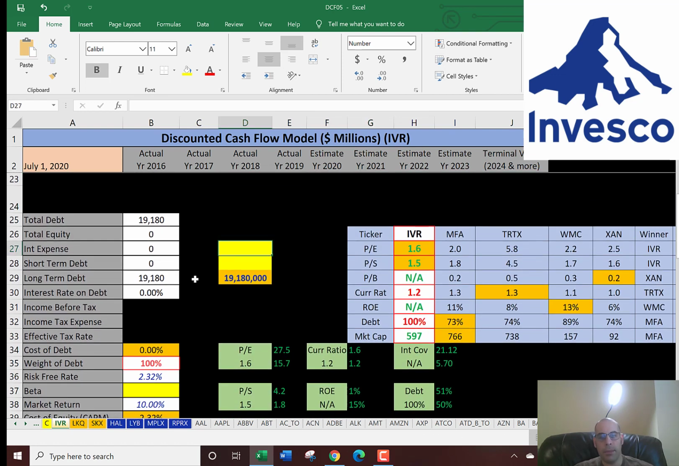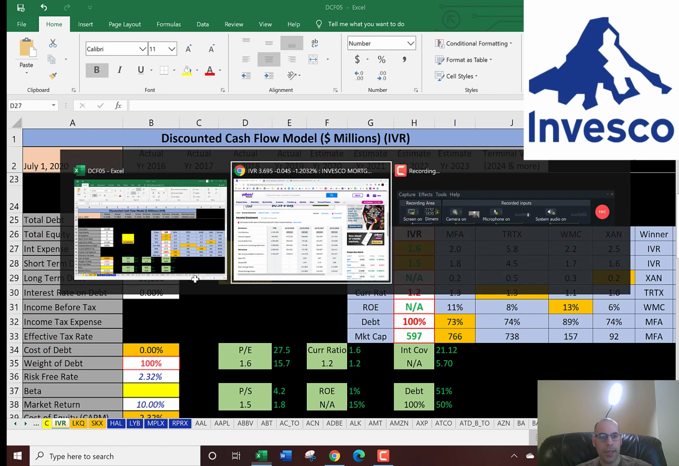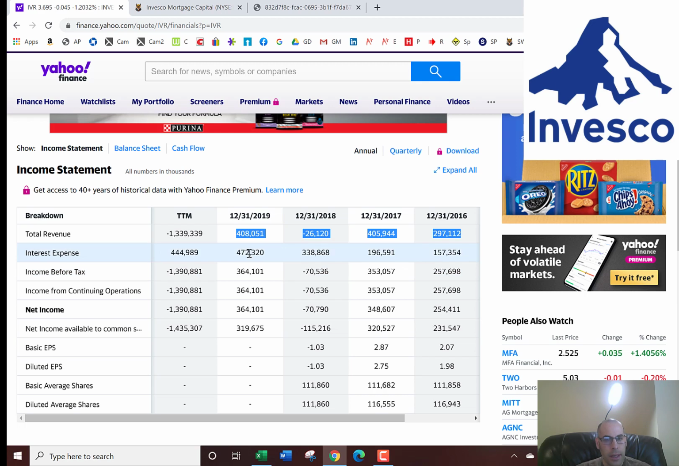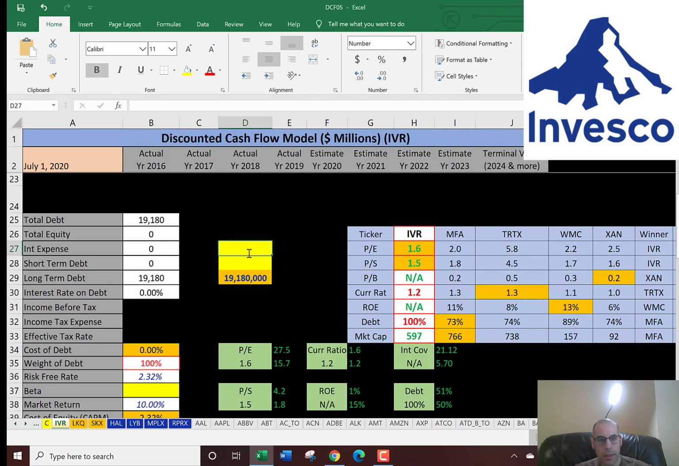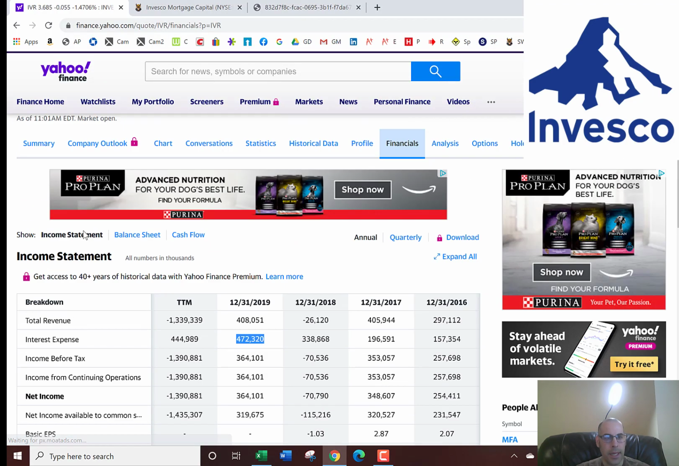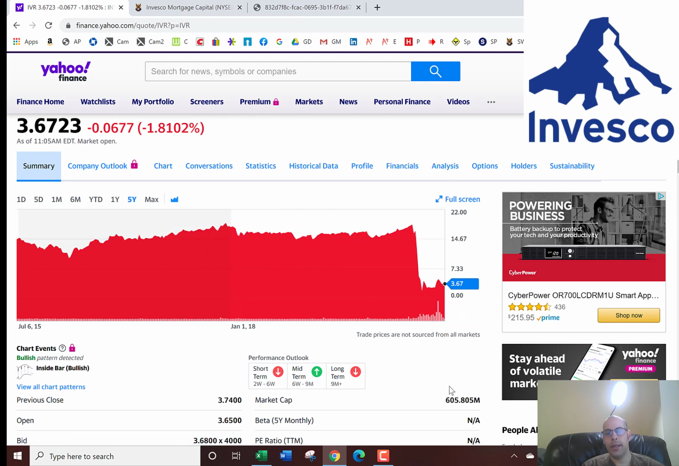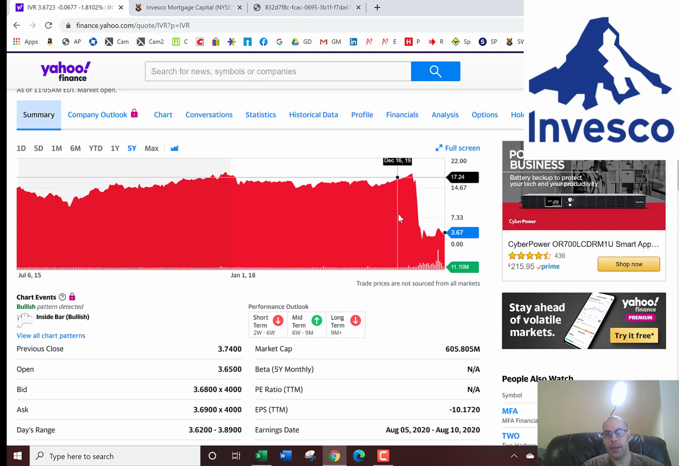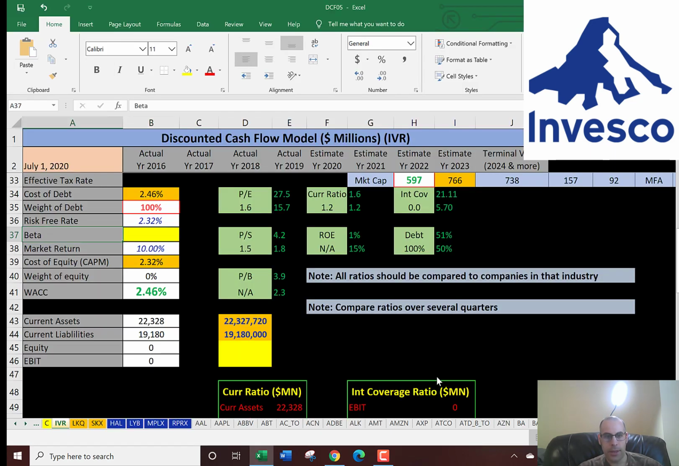So I had to pull some information from the 10-K because Yahoo Finance didn't have everything. I didn't find their long-term debt in Yahoo Finance, so it's $19.2 billion. Let's get their interest expense, and that's $472 million. And let's get the beta of the stock. That's the volatility of the company's stock. Yahoo Finance doesn't have a beta for the company. I'm going to put the beta at 2 because it looks like it dropped a lot recently and it could be pretty volatile.